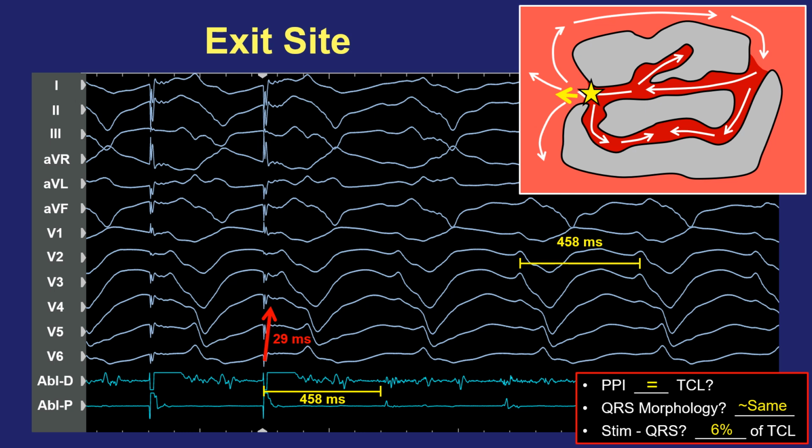So why, by the way, when you're right at the exit, can you have a slightly different morphology? It depends on the pacing output, but you might be capturing not just tissue in the end of the isthmus, but you might actually be directly capturing some of the tissue that's already starting to make the QRS.